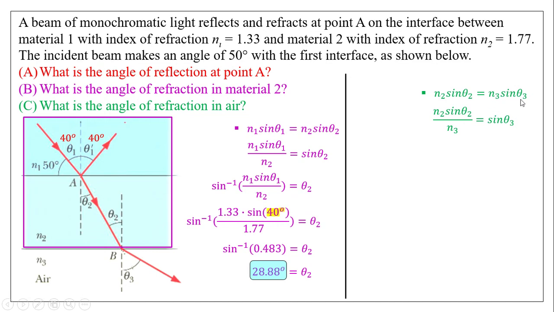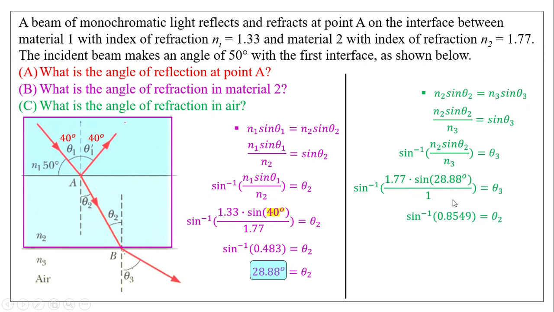To get theta 3 by itself, I would go ahead and divide both sides by n3, and then I'm not done yet. Theta 3 is not by itself yet. I would now divide both sides by sine, which will once again cause it to be inverse sine, and then plug and chug. N2 is given as 1.77. Here, theta 2, we already calculated. The refracted ray in medium 2 is 28.88, and this angle touches the normal dash line, once again, between the interfaces here. Okay. N3, which is air, once again, the index of refraction of air is accepted to be 1, and then just plug and chug.